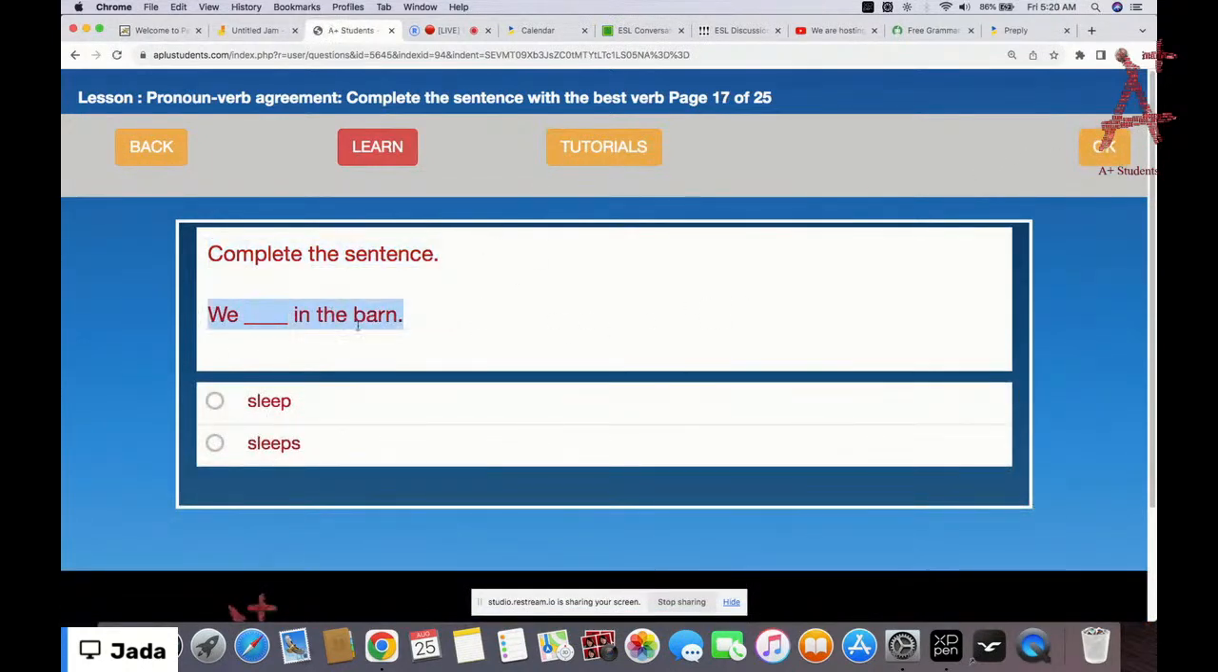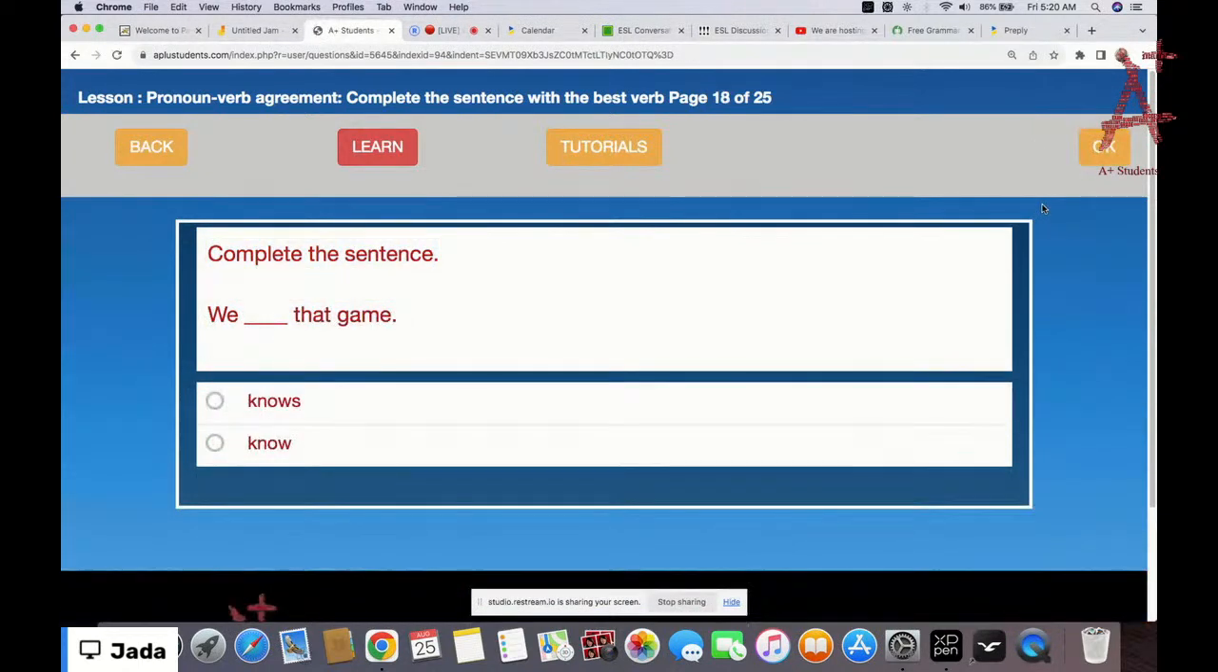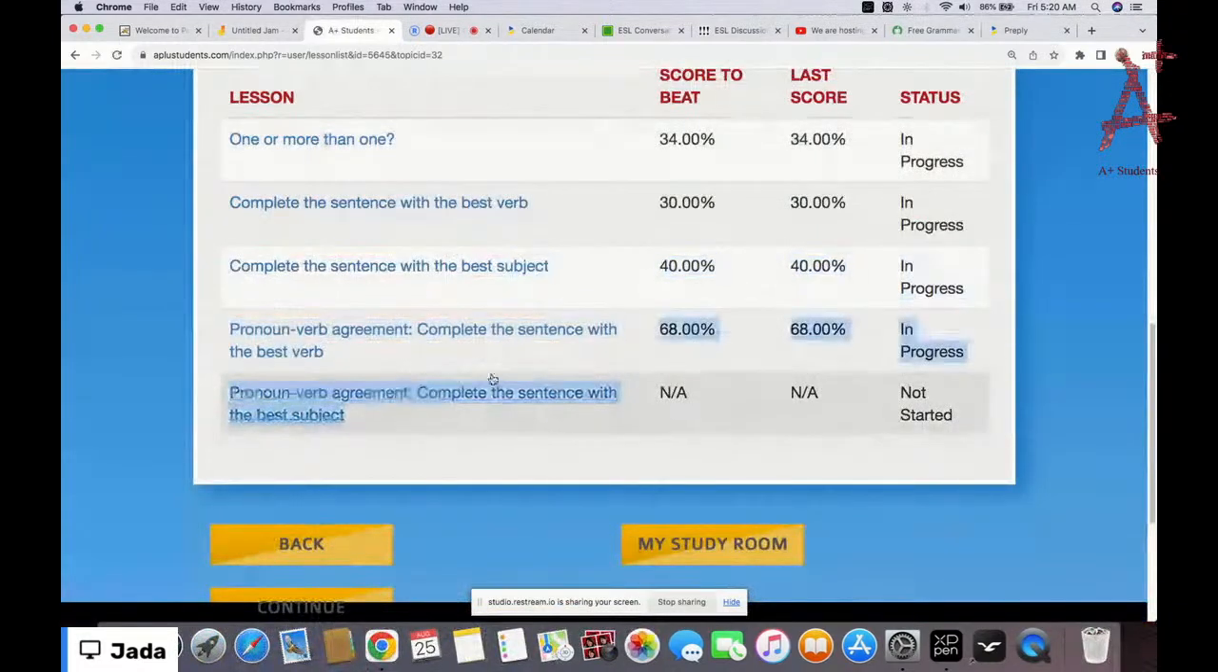"We dash in the band." "We" is plural, so you're going to go with the one without S. So we sleep in the band. So everyone, this is it for pronoun-verb agreement. You can try to finish the remaining questions. It's not much anymore because we're almost done. We're on page 18. So we will move on to the last part, the last test.